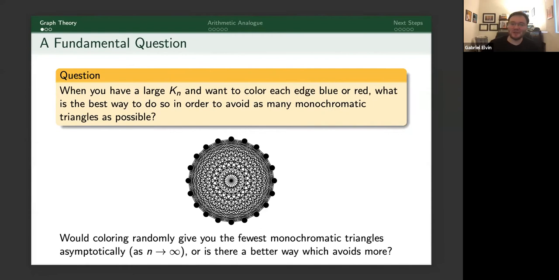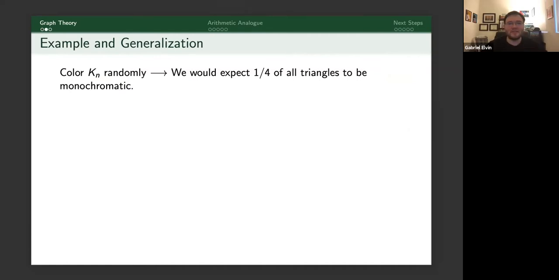And so the question is, would coloring this complete graph completely randomly give you the fewest monochromatic triangles asymptotically? Or is there a better way to color it which avoids more, some sort of fine-tuned sequence of colorings in n where you can get fewer monochromatic triangles? If you colored Kn randomly, you would expect 1/4 of all triangles to be monochromatic, simply because of 3 edges, 1/2 times 1/2 times 1/2, so 1 in 8 chance of being blue, 1 in 8 chance of being red, so 1 in 4 chance of being monochromatic.